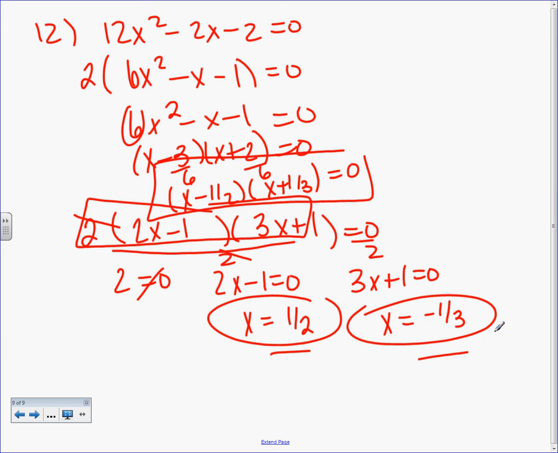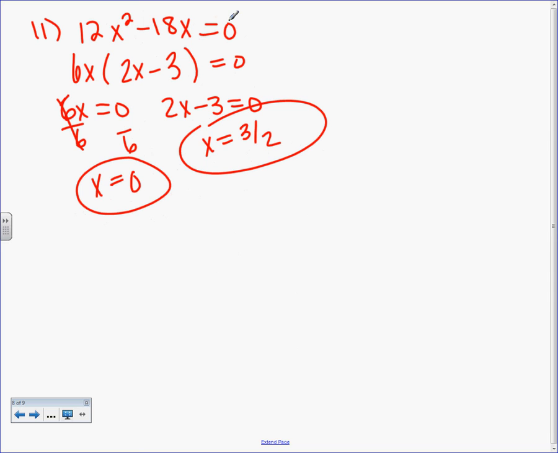How many answers do I have? 2. What's the degree of this polynomial? What's the highest degree of the function? 2. How many did I have here? 2. What's the degree? 2. That's not an accident either. So the highest degree of the function, we'll get there some other day, but you should know it now. If it's degree 2, you should have 2 answers. It gets more involved than that, but we'll get there later. Okay?